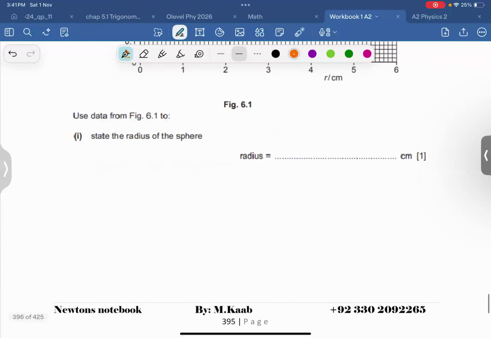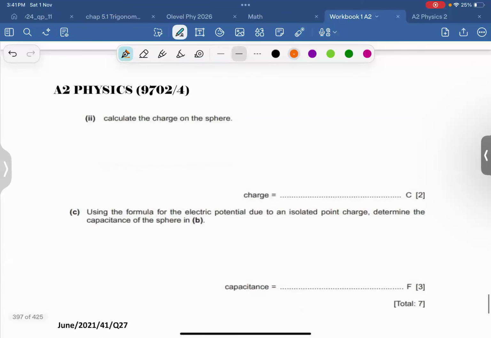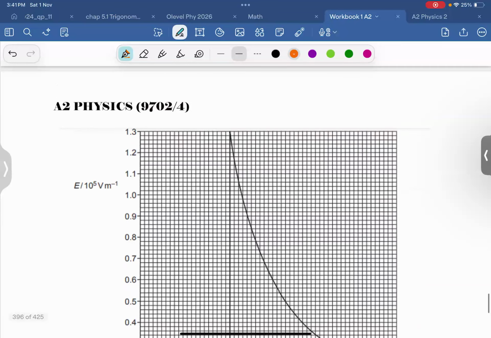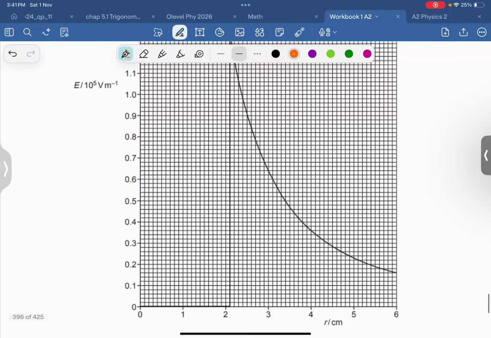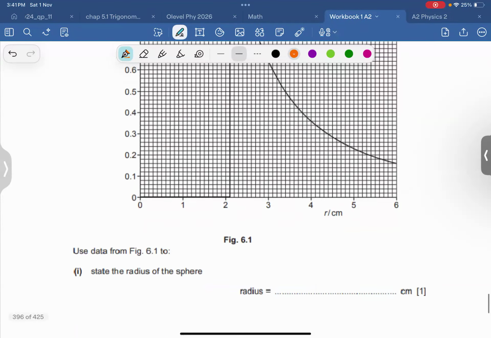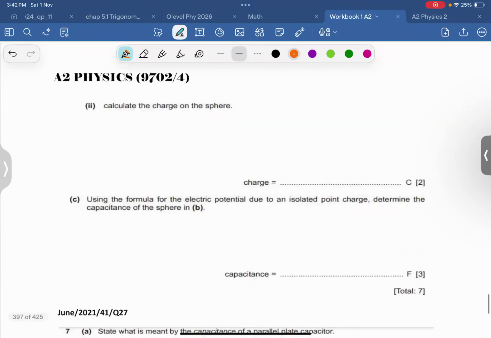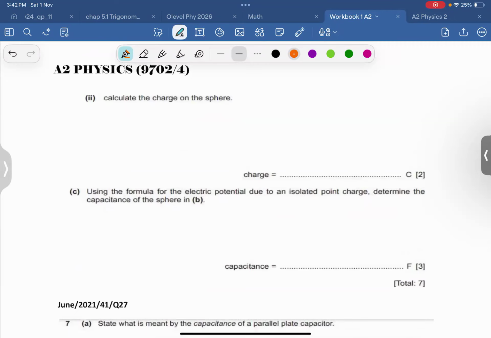And moving on, by the way, there's the electric field graph. They're asking for the radius, so the radius is going to be 2.1. Calculate the charge on the sphere. That requires the electric field concept, which I'm not talking about.